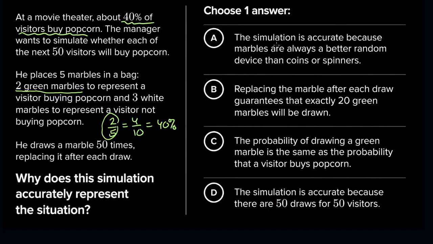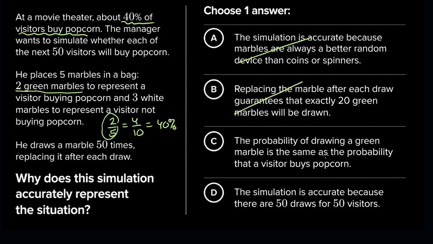So let's see, choice A: the simulation is accurate because marbles are always a better random device than coins or spinners. No, that's not necessarily the case. Coins or spinners can be fine. Choice B: replacing the marble after each draw guarantees that exactly 20 green marbles will be drawn. Well, no, we don't even know that 20 green marbles will be drawn. You definitely can't guarantee that.